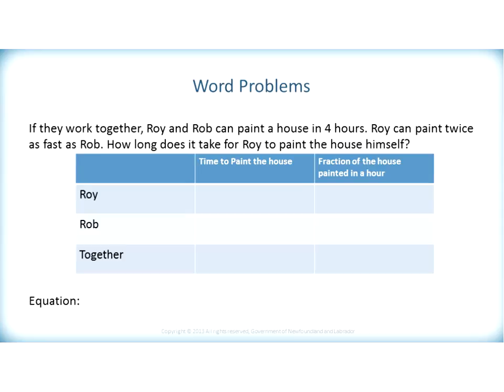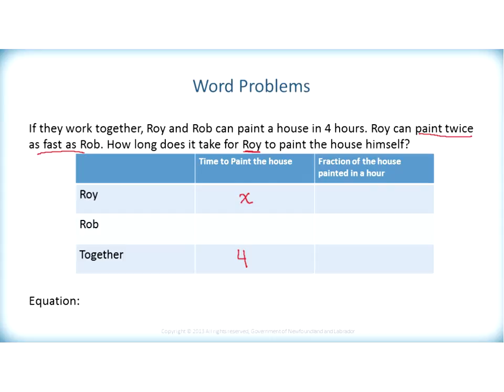If they work together, Roy and Rob can paint a house in 4 hours. Roy can paint twice as fast as Rob. Now, this may be a little bit tricky. How long does it take for Roy to paint the house himself? So we're looking for Roy. I'm going to label the time that he could paint the house x.